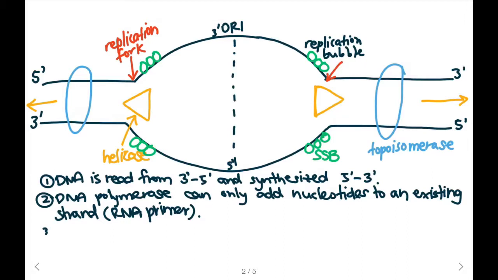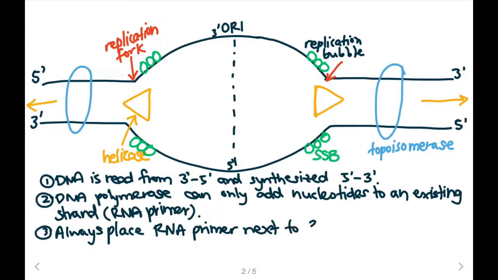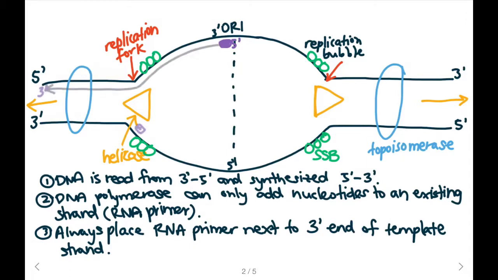So another rule of thumb is always place the RNA primer next to the 3' end of the DNA template. So in this diagram, the RNA primer would be placed here because this is next to the 3' end of the template strand. Since the direction of replication is happening to the left, the strand will be synthesized like this.